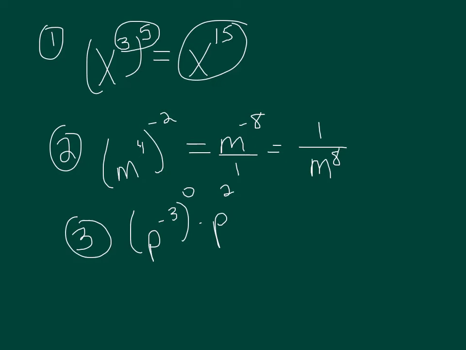Okay. Next one, we have p to the negative third to the 0. Remember, anything to the 0 power is 1. So this just goes away because we're going to multiply by 1. And then we have p to the second.